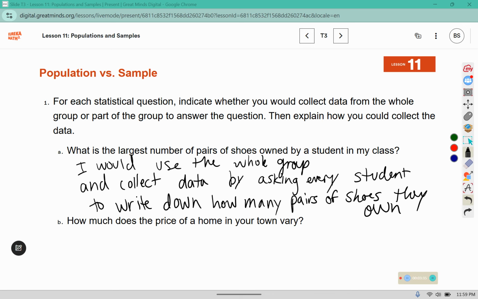How much does the price of a home in your town vary? Well, collecting data on every house in our town might be a little more complicated than just asking all of the people in our classroom. So in this case, we would collect data from part of the group. And we could search online to find the prices of homes listed for sale in our town.